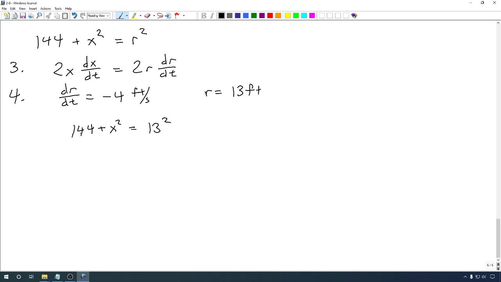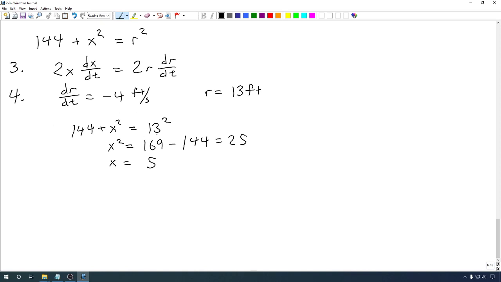We go ahead and solve. We have x squared is equal to 13 squared, which is 169, minus 144. That comes out to be 25, which means that x is equal to 5. Of course, we throw out the negative 5 solution. That's not really relevant when we're talking about distances like we are.